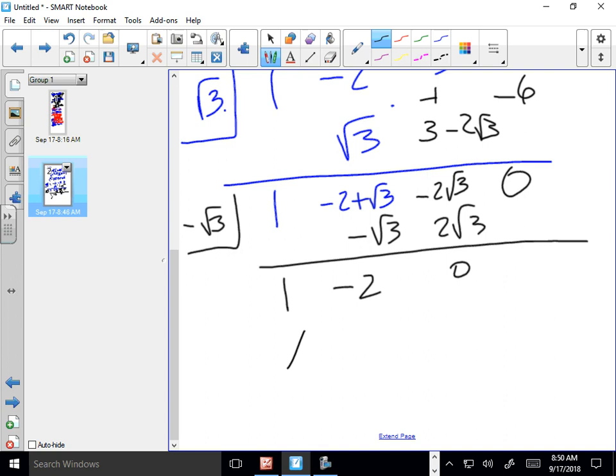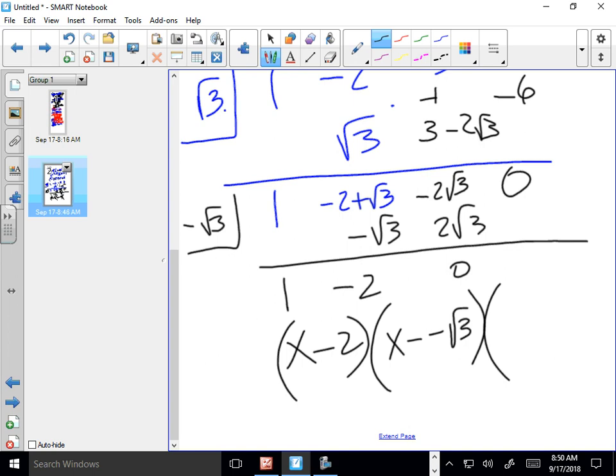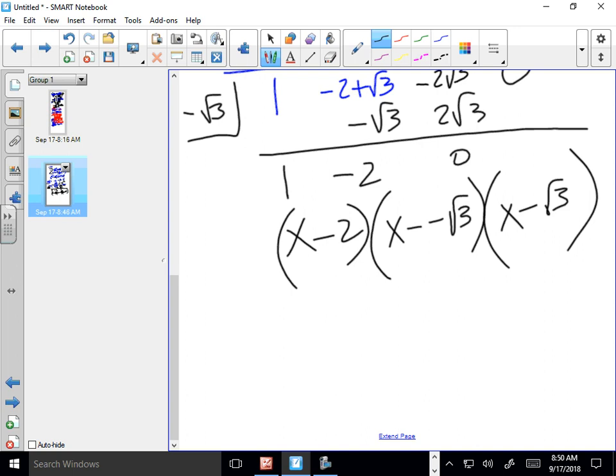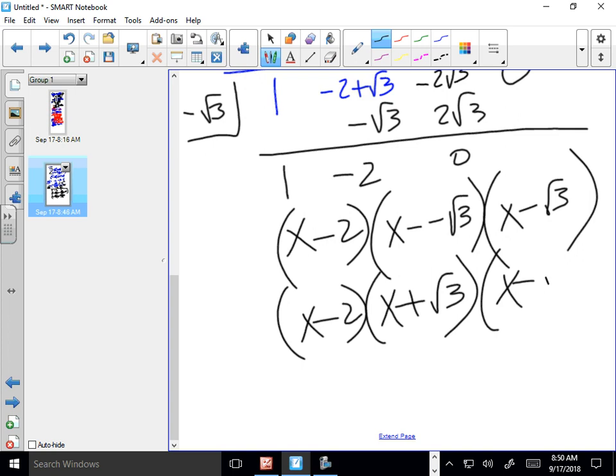And look what I'm left with. I'm left with x minus 2. So what do we know the factored form is? It's this x minus 2 that we've got now. It's this x minus a minus root 3. And it's this x minus root 3. Or, as Jason told us originally, x minus 2, x plus root 3, and x minus root 3.